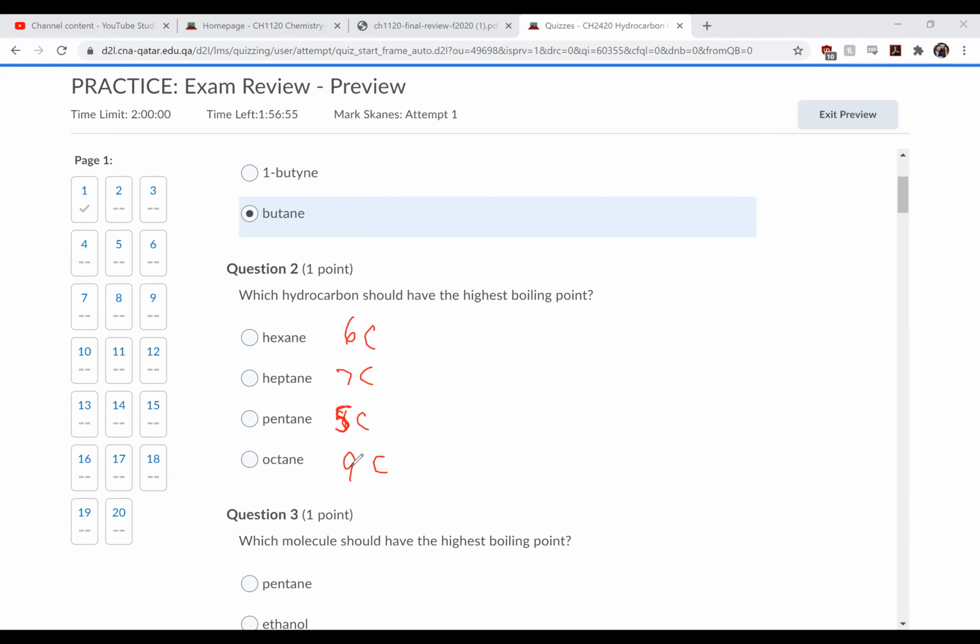And then octane is 8. Sorry, I thought they were going in order, 6, 7, 8, 9, but no. 6, 7, 5, 8. That's just the computer randomizes them, so that's why it's not in order.